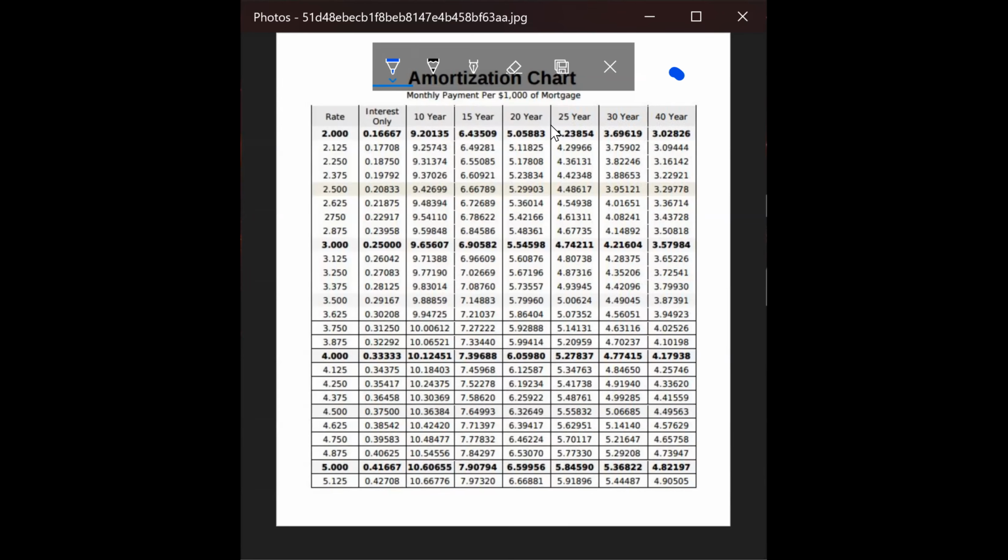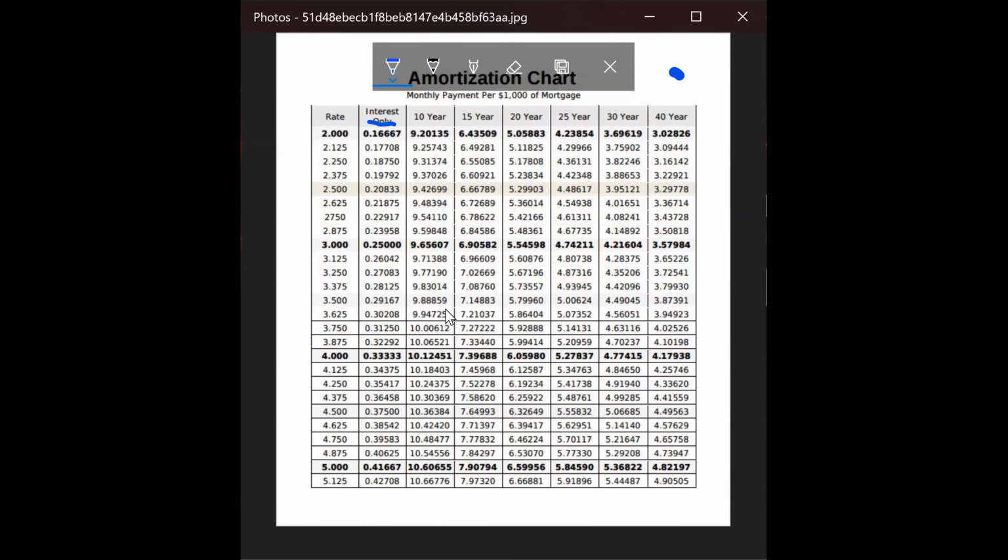So this is a schedule of payments, and every amortization table is different depending on the factors that they use, but that's something you don't need to know. This shows both principal and interest, unless you're doing an interest-only loan.